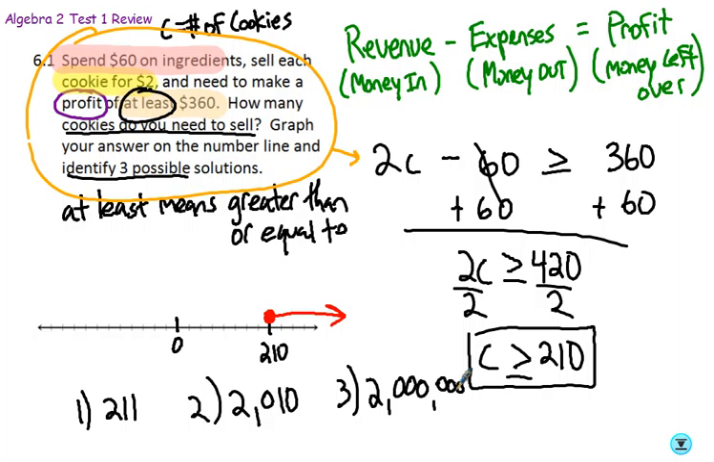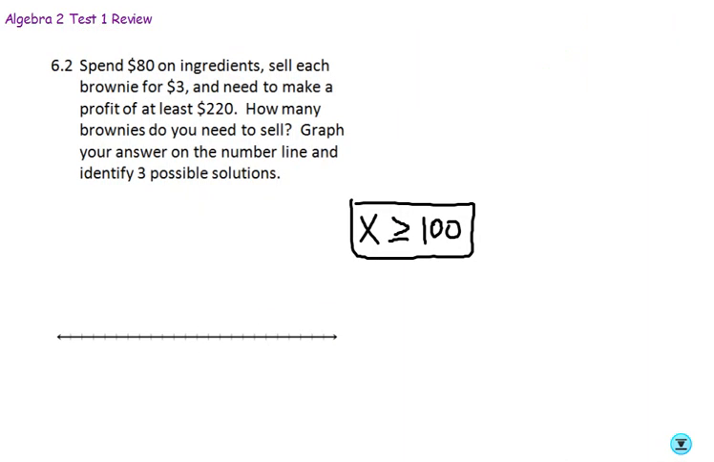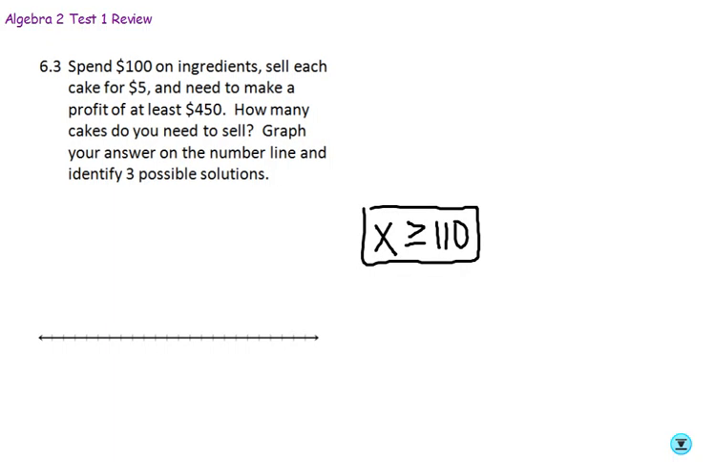All right, so go ahead and pause now and try 6.2 and 6.3 in the middle. Okay, so hopefully you've had a chance to try 6.2 and 6.3. 6.2 should have got x greater than or equal to 100, or you may have chosen to use B for brownie since we're selling brownies. And for 6.3, you should have got x greater than or equal to 110. Maybe you chose C for cake, right, since we're selling cake in that instance. All right, so that concludes number 6.